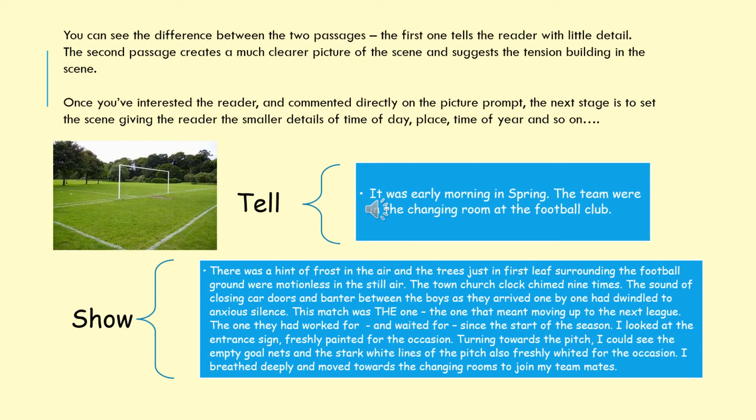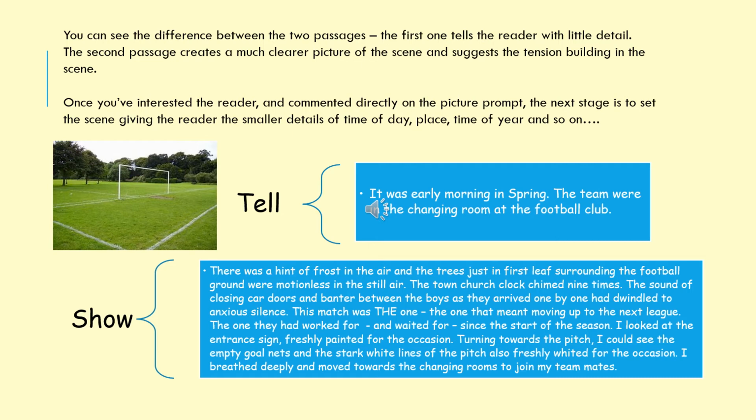So once you've interested the reader and commented directly on the picture prompt in just a few sentences, the next stage is to set the scene and give the reader the smaller details of the time of day, the place, the time of year, and so on. You can see from the two examples the difference between something written in the tell manner and something written in the manner of show. With tell, it's very simple, very short. With show, we've got a lot more detail, we've got a lot more movement, and we've got many more of the senses hinted at.